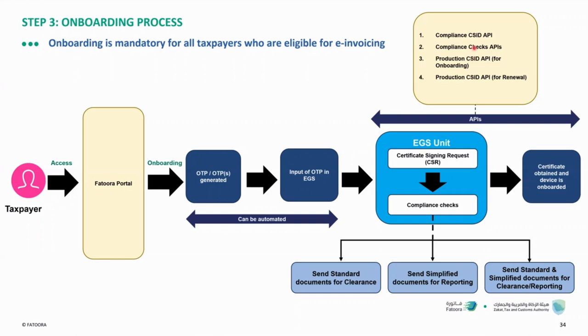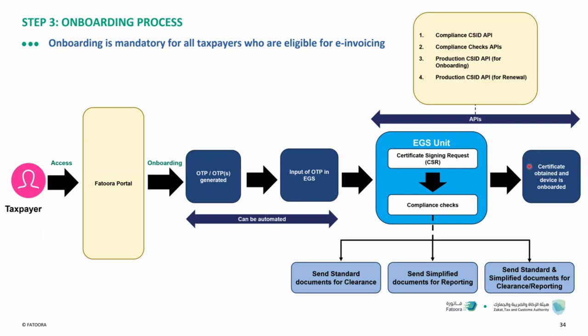So these are the APIs that we mentioned that you need to go through. Compliance CSID API, then the checks, and then the production CSID for onboarding. This is the final step. And then, as we mentioned before, for renewal, when the device certificate is about to expire, you need to use this API to renew the certificate. So by the end of the steps, your device is onboarded, and now it can be used to send actual production invoices.